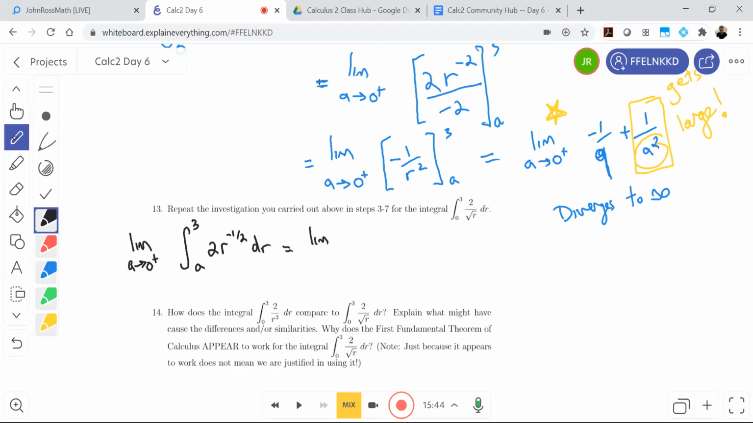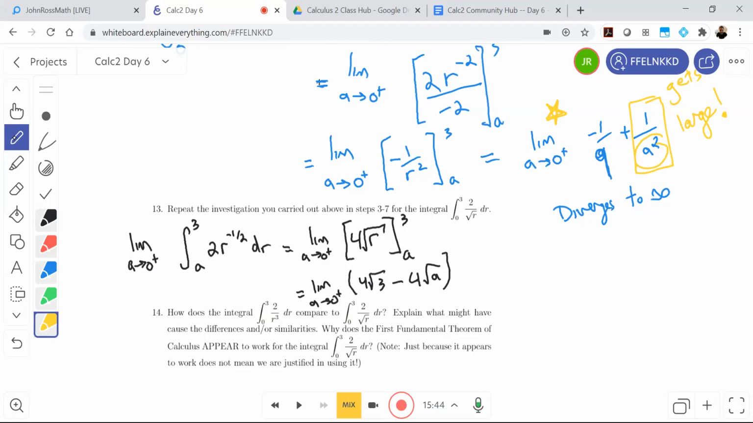The antiderivative of that is 2r to the +1/2 divided by +1/2. So that's going to become 4r to the +1/2, so 4 square root of r. We're taking the limit as a goes to 0. The antiderivative was 4 square root of r, and we're plugging in a and 3. We get to our gold star moment: the limit as a goes to 0 from the right of 4 times the square root of 3 minus 4 times the square root of a.